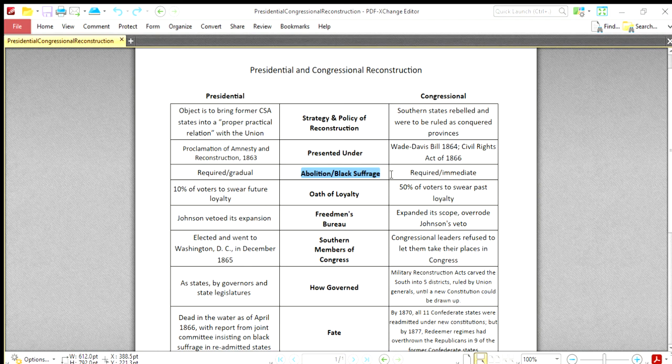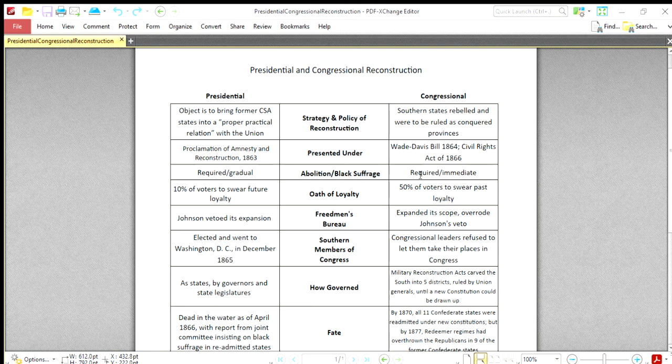The next row deals with abolition and black suffrage, suffrage meaning the right to vote. On the presidential side, I have required and gradual. Lincoln required the former Confederate states to approve of the Emancipation Proclamation and the 13th Amendment abolishing slavery. Now, as far as the black vote is concerned, Lincoln wanted to see a gradual approach. He wanted to see at least some groups of black men voting, such as Union Army veterans, property owners, or those who could pass a literacy test, with more progress coming later. So again, the presidential plan required abolition and wanted gradual black suffrage implemented.